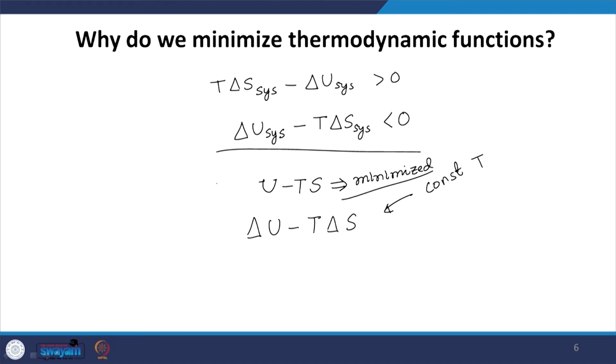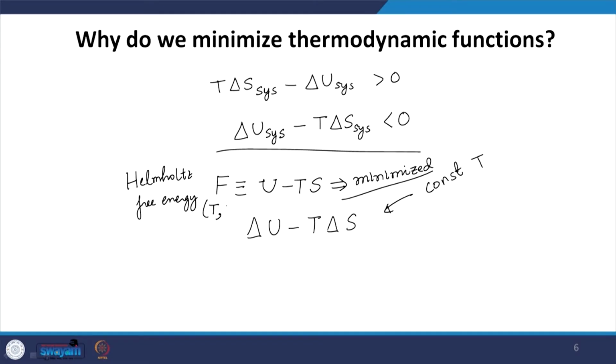And what is U minus TS? U minus TS is what we have defined as the Helmholtz free energy. So, now what we have concluded is that for a closed system at constant volume, and we have assumed constant temperature as well, the Helmholtz free energy should be minimized.